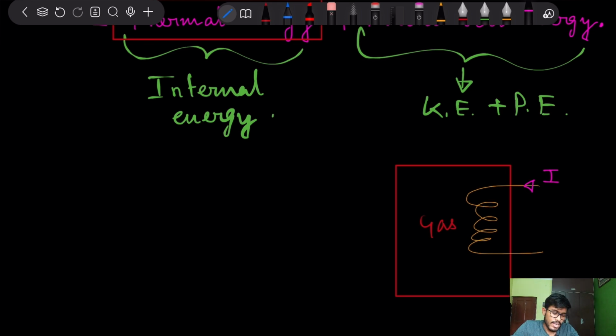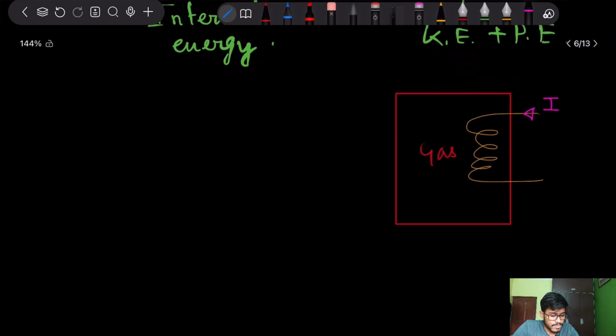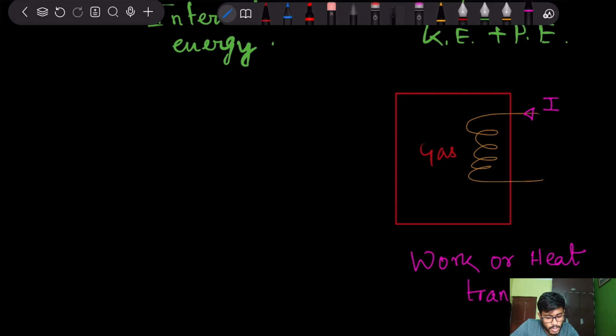So there is joule heating. Now my question is that here the gas will heat up. So is it work transfer or heat transfer? Is it work transfer or heat transfer? This is a very good and interesting question.